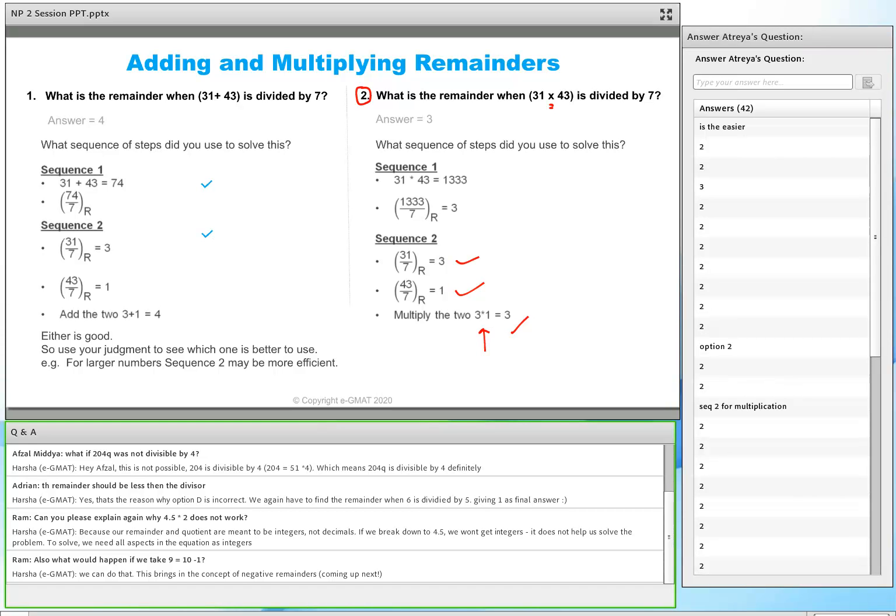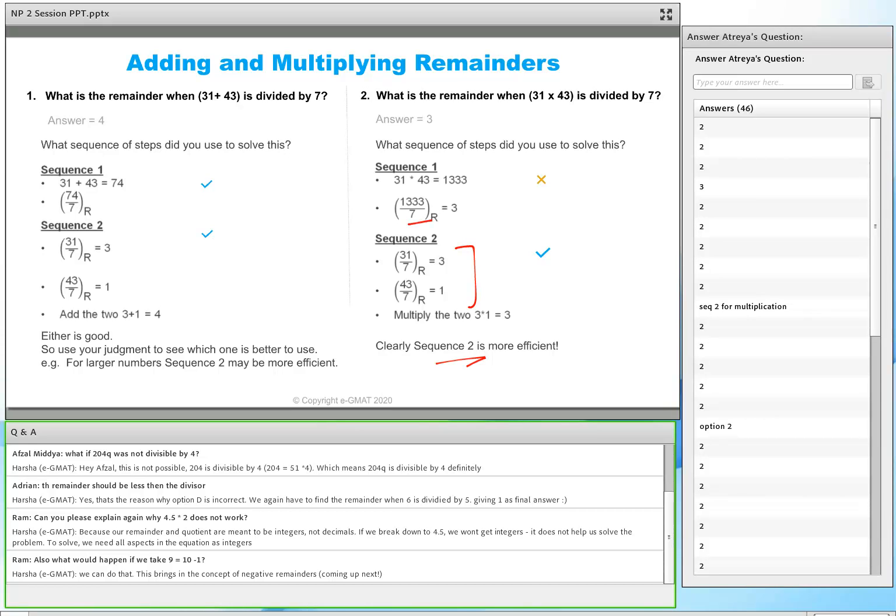the short answer poll. For this question, definitely 2, right? Because in sequence number 2, it's very easy. Calculating these remainders is not that difficult. But yes, calculating the remainder when 1333 is divided by 7 is an arduous task. It's a very difficult task. So you have to decide which sequence is better for which kind of questions. Whenever it comes to bigger questions, larger numbers, products, all these questions, we always use the second sequence. That's the more effective sequence for these kinds of questions. So this was about adding and multiplying remainders.